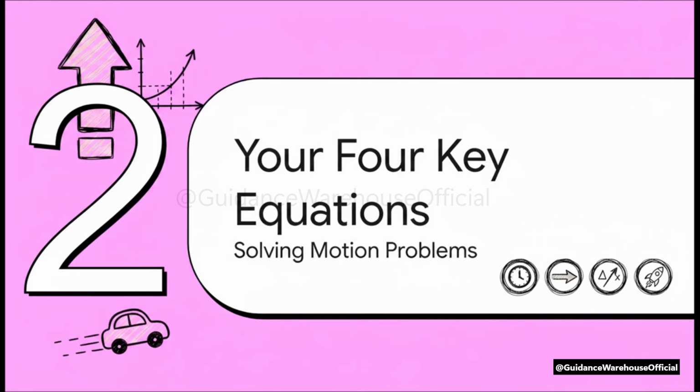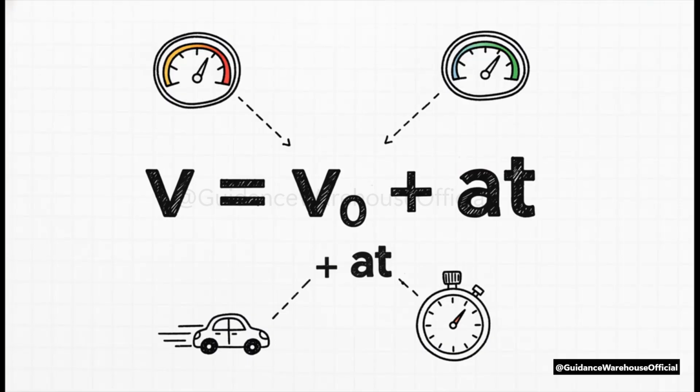All right, it's time for the main event. Let's build that toolkit. These are the key equations you're going to need to solve pretty much any motion problem that comes your way, as long as acceleration is constant. Kicking things off, we have a real classic. This one is perfect. It gives you a direct link between your final velocity, your starting velocity, your acceleration, and time. Wondering how fast a car is going after accelerating for 5 seconds? This equation has your back.